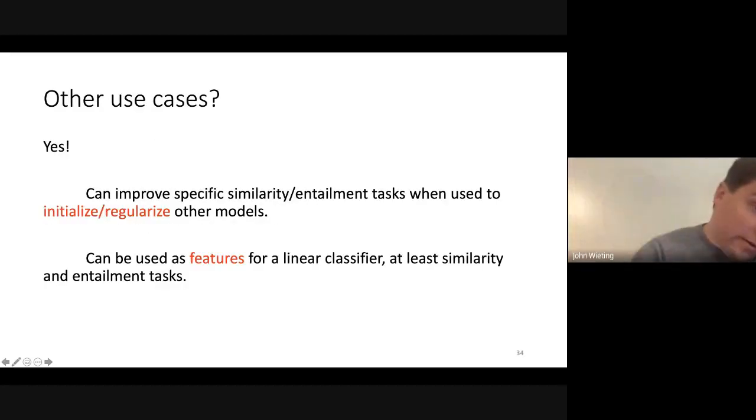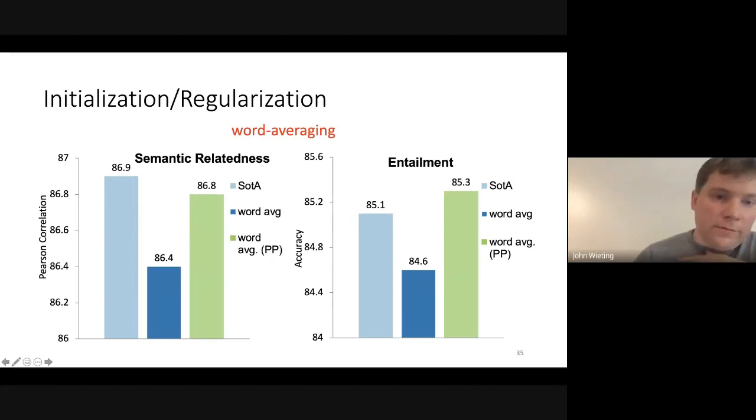Again, did these models have other use cases besides being useful for unsupervised paraphrase detection? The answer is yes. You can use them for fine tuning. You can use them as features. We did both in our original paper and found them to be useful. Here's basically a fine tuning setting.